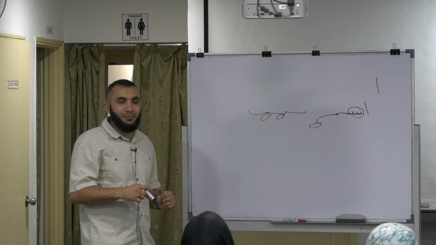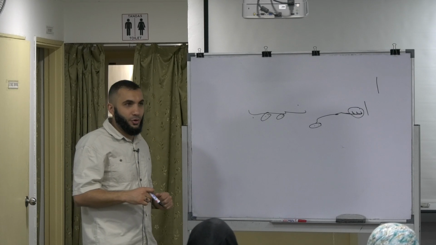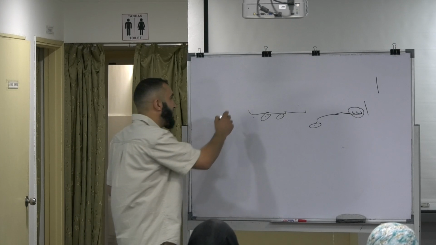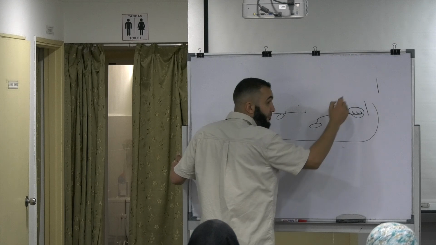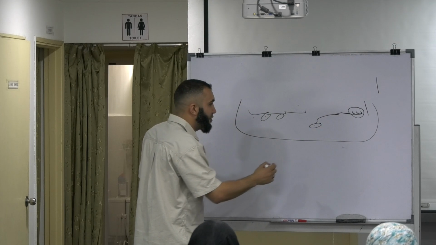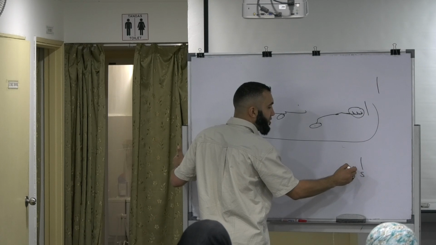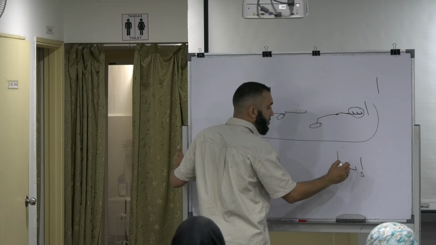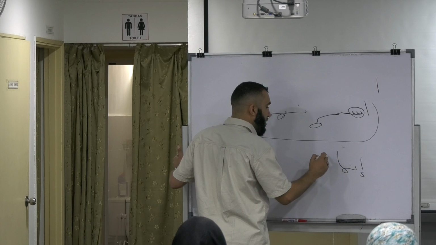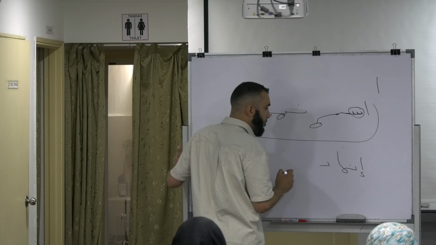Then someone made a mistake with the Quran. After all of this evolved, there was a verse in the Quran where Allah subhanahu wa ta'ala said, إِنَّمَا يَخْشَى اللَّهَ مِنْ عِبَادِهِ الْعُلَمَاءِ.